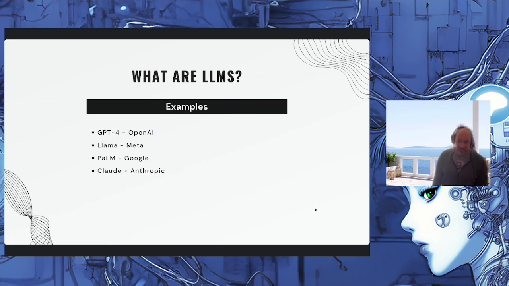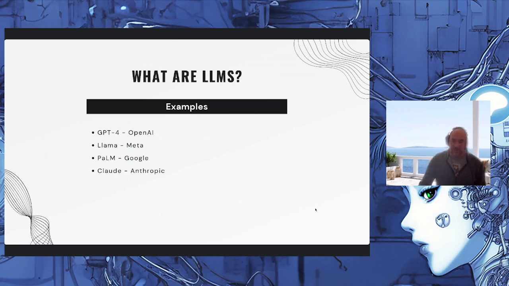So there are a lot of players in this space. Some of the big ones, you've probably heard of all these companies before. Meta, Google, Anthropic, OpenAI with ChatGPT. Their GPT-4 model is pretty popular, probably the most popular one at the moment, maybe.